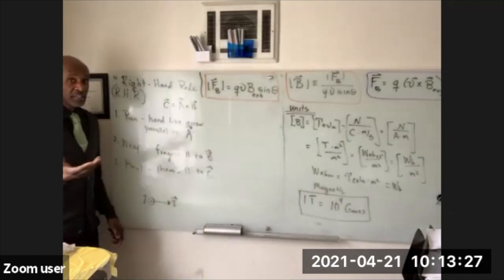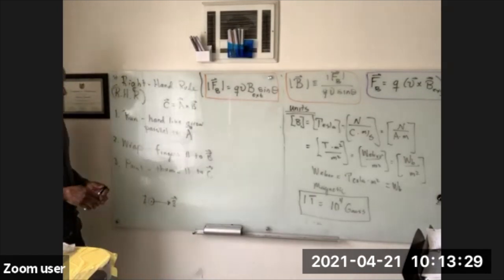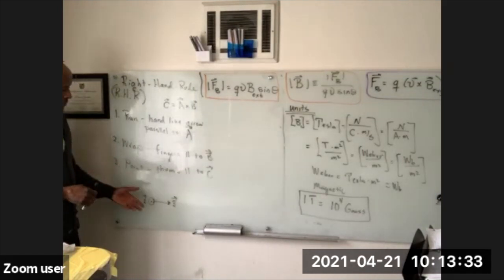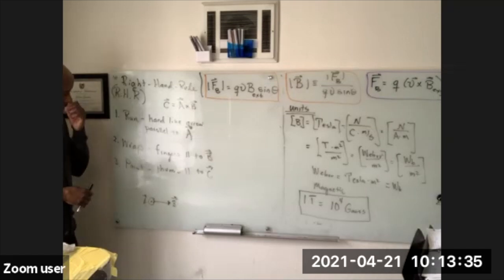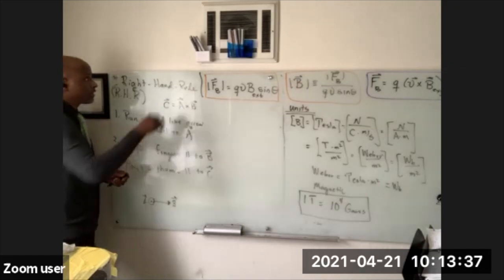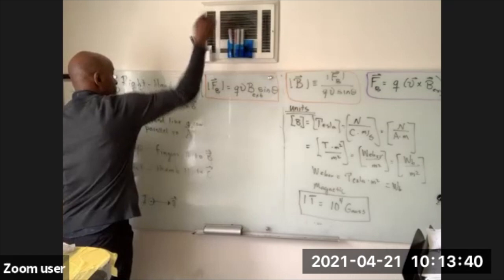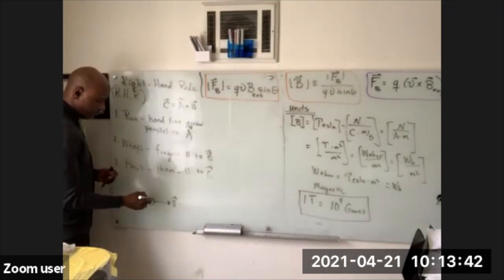Or you could say run, face, point if you want to think of facing your palm. Face only really applies when the angle is 90 degrees between A and B like it is here, but wrap is more general. So here, the direction of C would be straight up, because that's the direction my thumb would point.